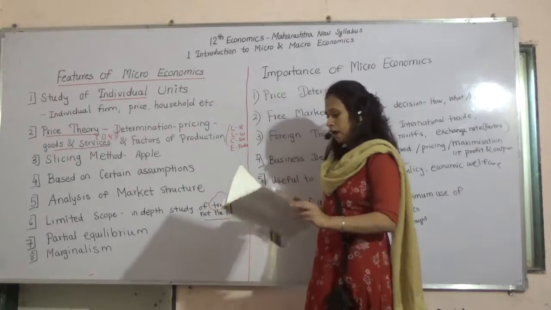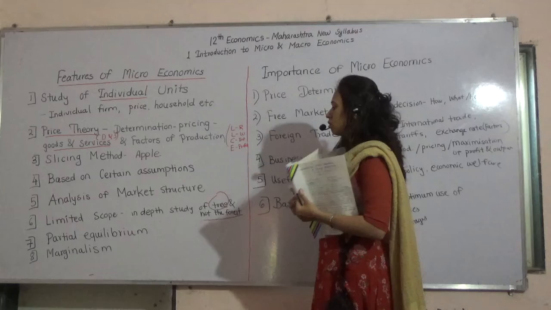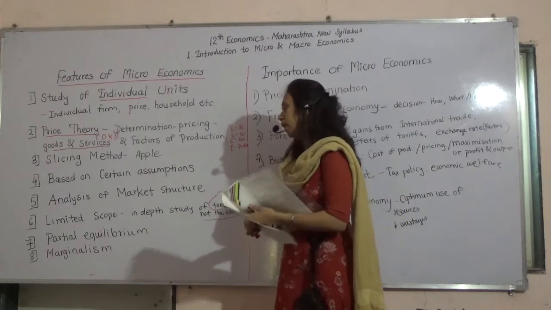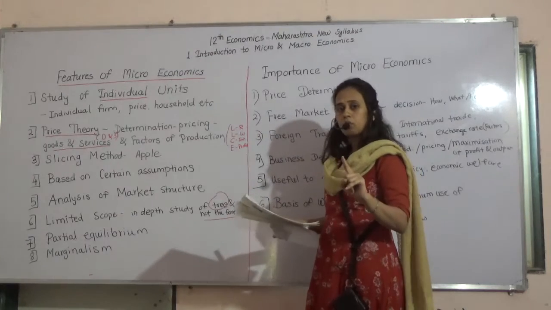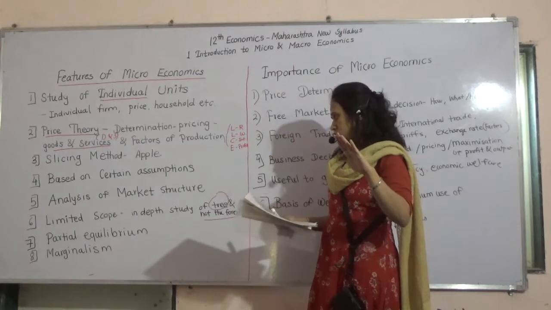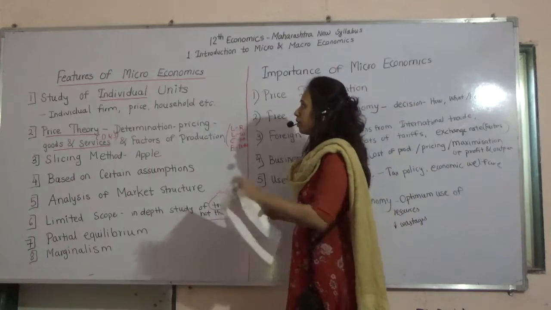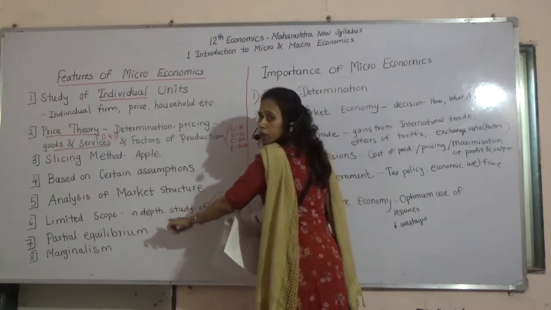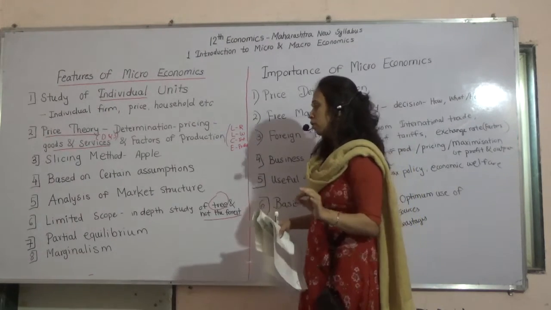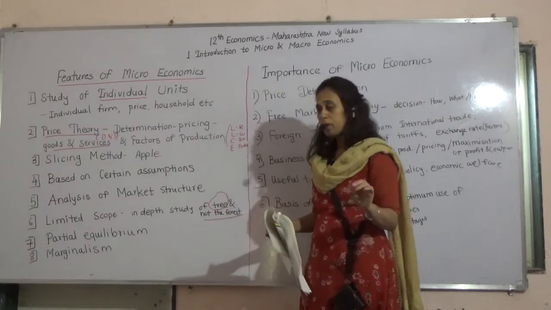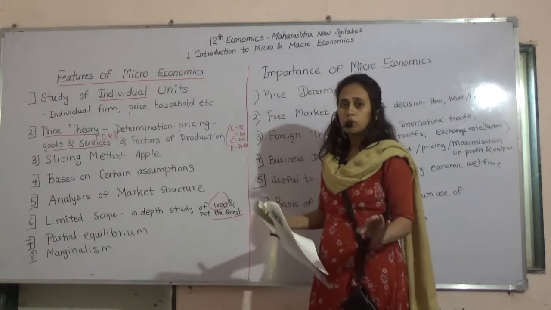Then we have partial equilibrium. Now remember students, this is a little bit difficult term, partial equilibrium and general equilibrium. Two equilibriums are there. Equilibrium means where equality we achieve. Now partial, why we are saying partial equilibrium? Microeconomics is based on partial equilibrium. This may come in objectives also. Microeconomics is based on partial equilibrium and macroeconomics is based on general equilibrium.